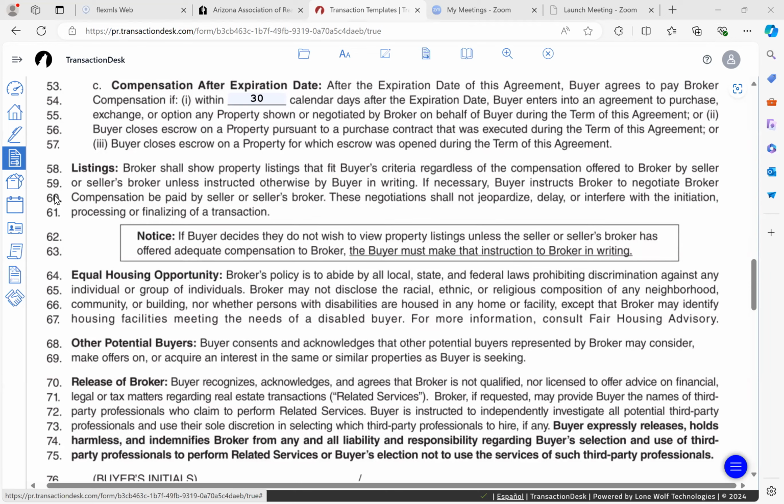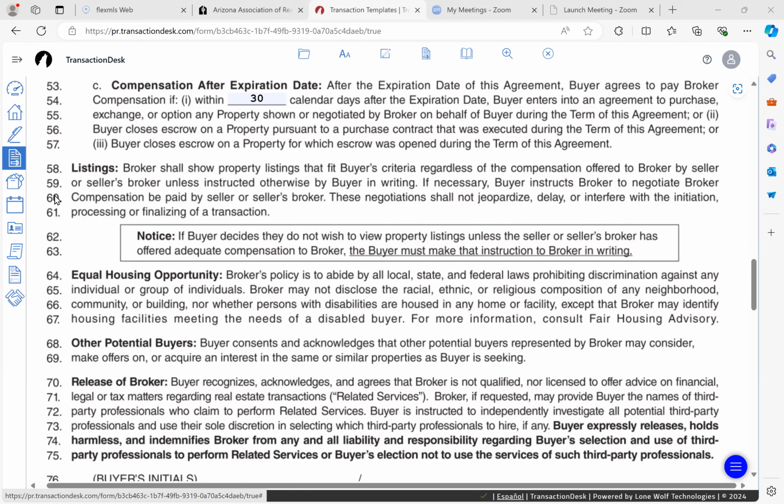Equal housing opportunity. Broker's policy is to abide by all local, state, and federal laws prohibiting discrimination against any individual or group of individuals. Broker may not disclose the racial, ethnic, or religious composition of any neighborhood, community, or building, nor whether persons with disabilities are housed in any home or facility, except that broker may identify housing facilities meeting the needs of a disabled buyer. For more information, consult Fair Housing Advisory.